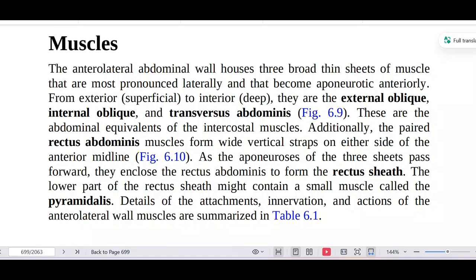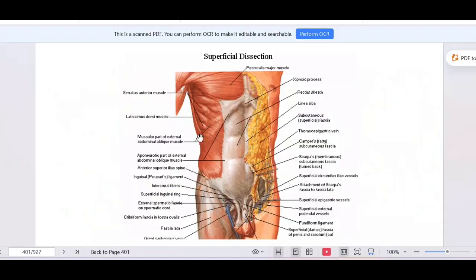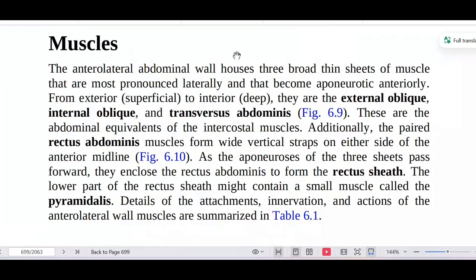You can visualize this from the picture of atlas. Here you can see that of all these three muscles, the muscular part, that is the reddish part here, is most pronounced laterally, and then they are becoming aponeurotic. Aponeurosis means a flat sheet-like layer of dense connective tissue. That means it is actually similar to tendon. So that's why it is shown white here, and that muscle is becoming more of the aponeurotic in the anterior or medial area. Okay. Now let's come back to our topic.